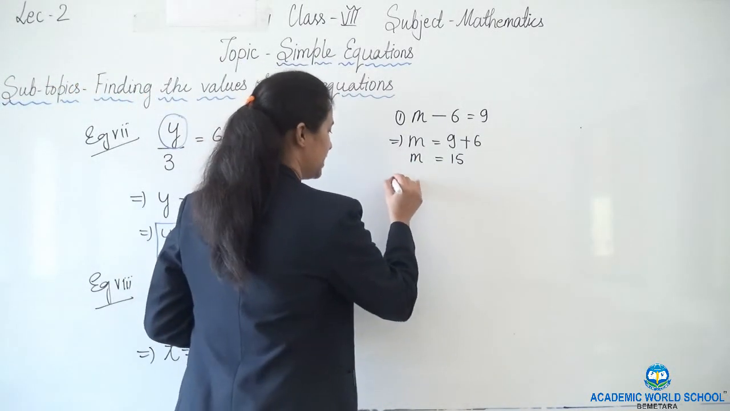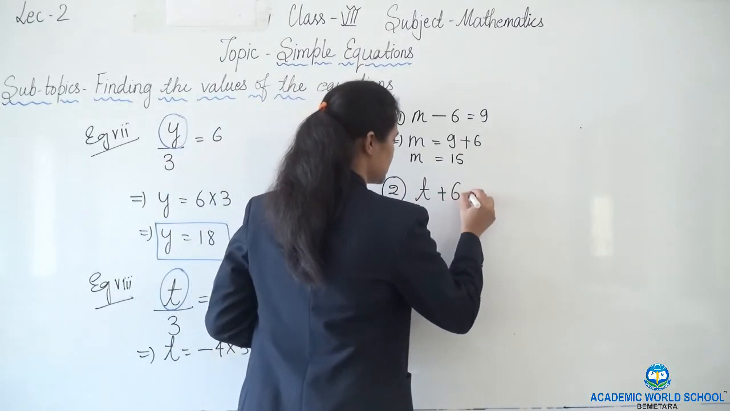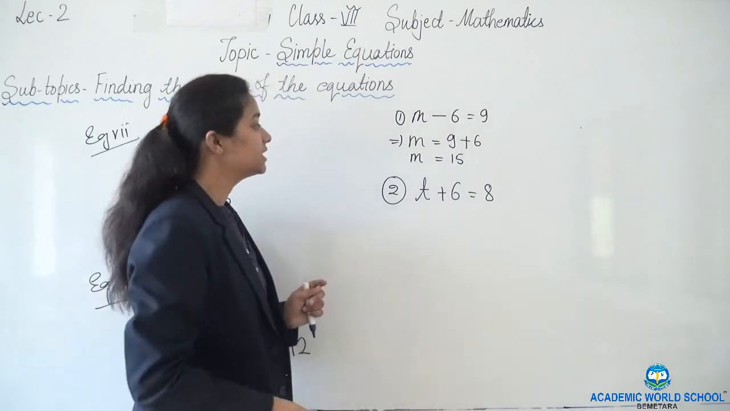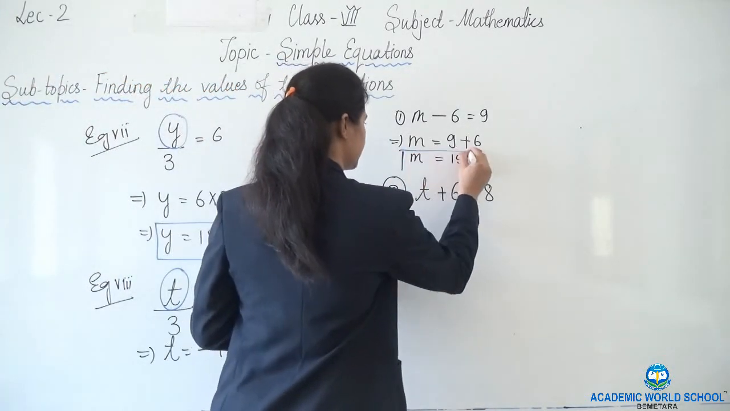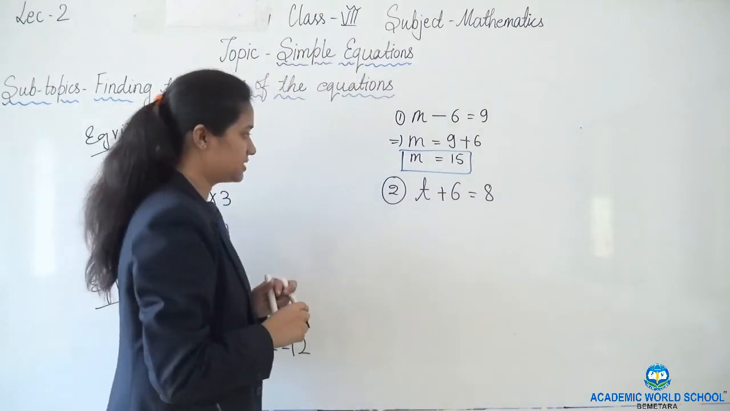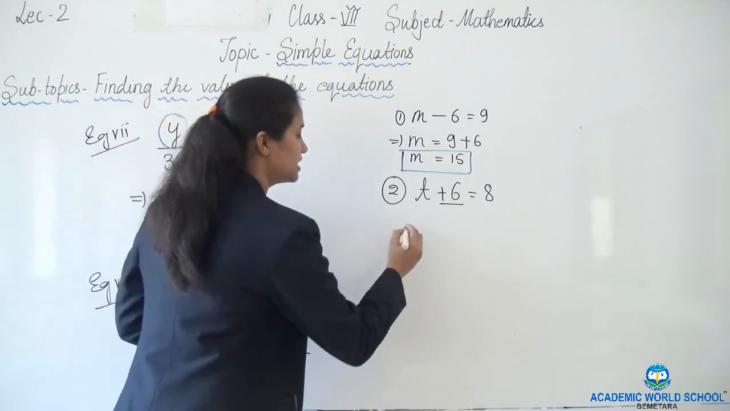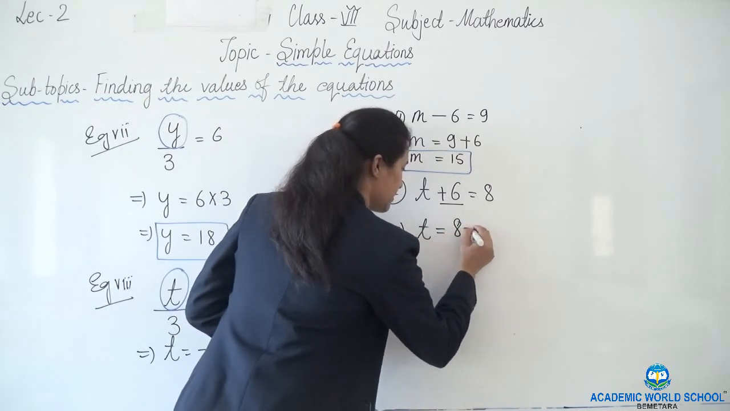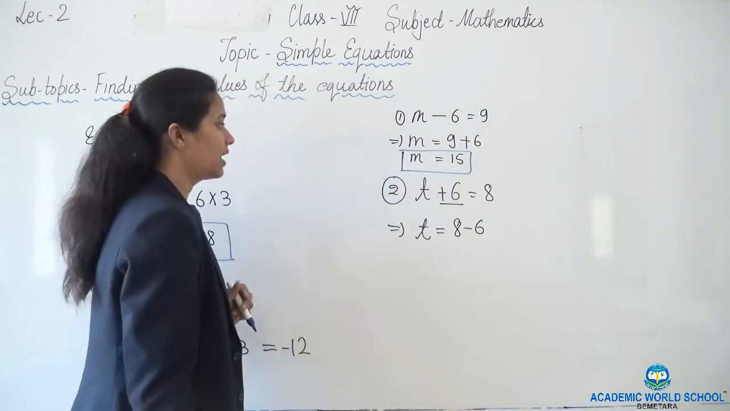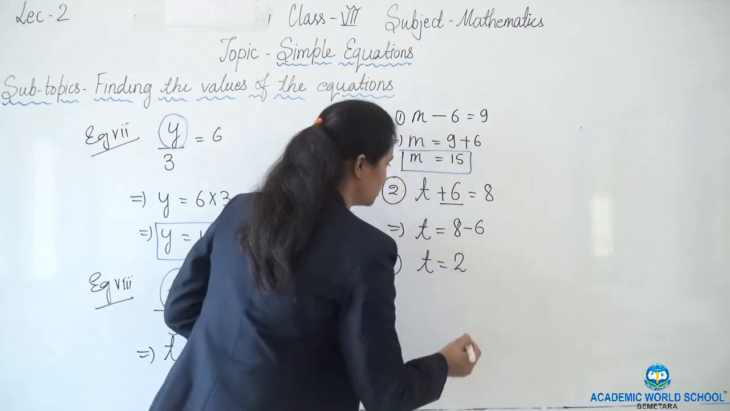The second type of question we did is t plus 6 equals to 8. Now plus 6 will change its sign, so it will become minus 6. So t equals to 8 minus 6. Now what did we get? t equals to 2.